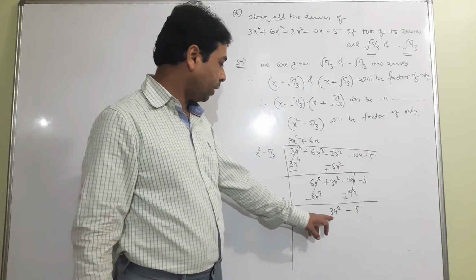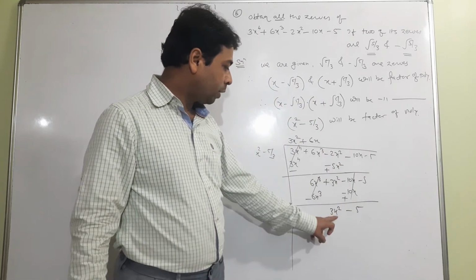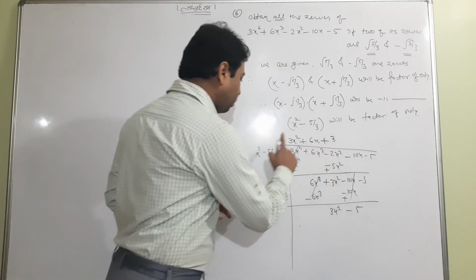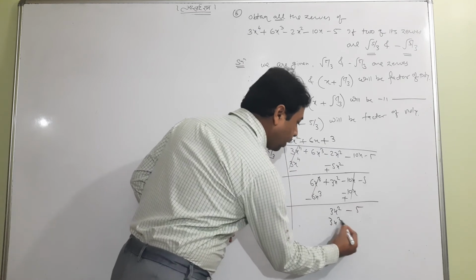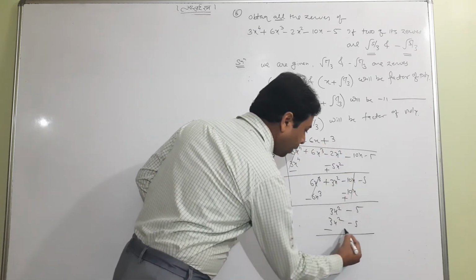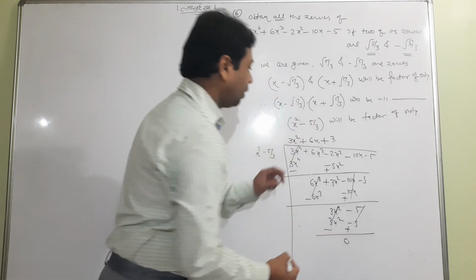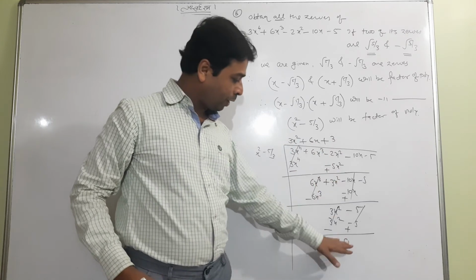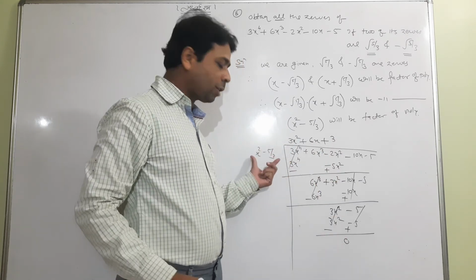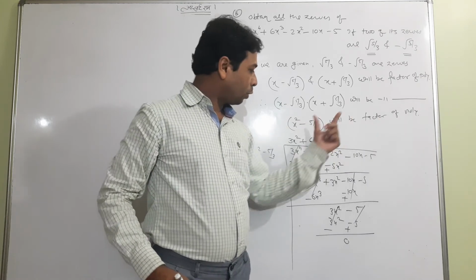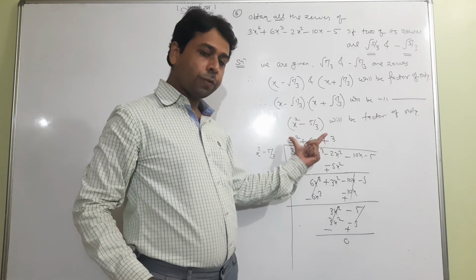Now what to do next? We'll choose here 3x^2 upon x^2, meaning only plus 3. If I multiply 3 here, I'll get 3x^2, and plus 3 in this, 3 and 3 cancel, only minus 5 is there. And definitely both will cancel, and this is the quotient. I just taught you that when the remainder is 0, definitely it is a factor, and we have already written that it is a factor. Now the rest factor is this one.